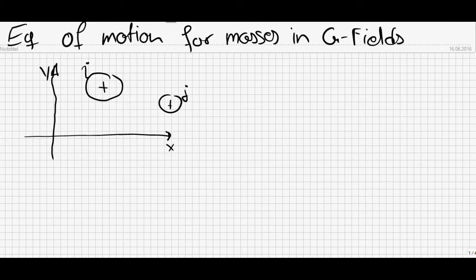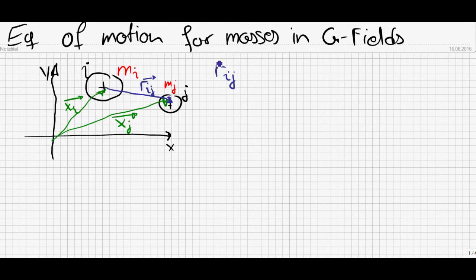Both of those masses will be described by two characteristics. On the one hand, they will each have a mass, mi and mj. And they will both have a position given by vector xi and vector xj. Now that we know this, we can also figure out what the distance between those two planets is, and I want to call a vector pointing from I to j rij vector. This vector can then obviously be found by vector rij is equal to xj minus xi.